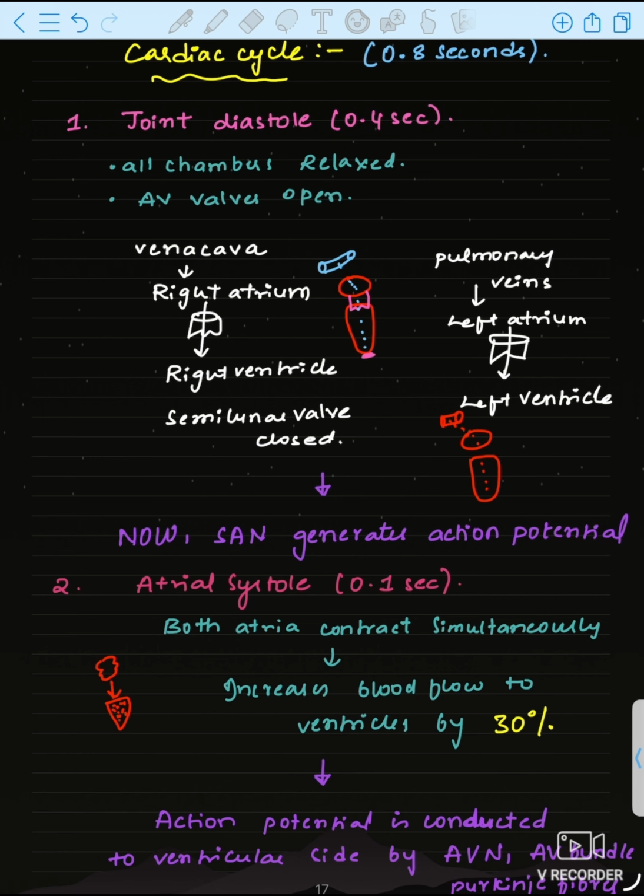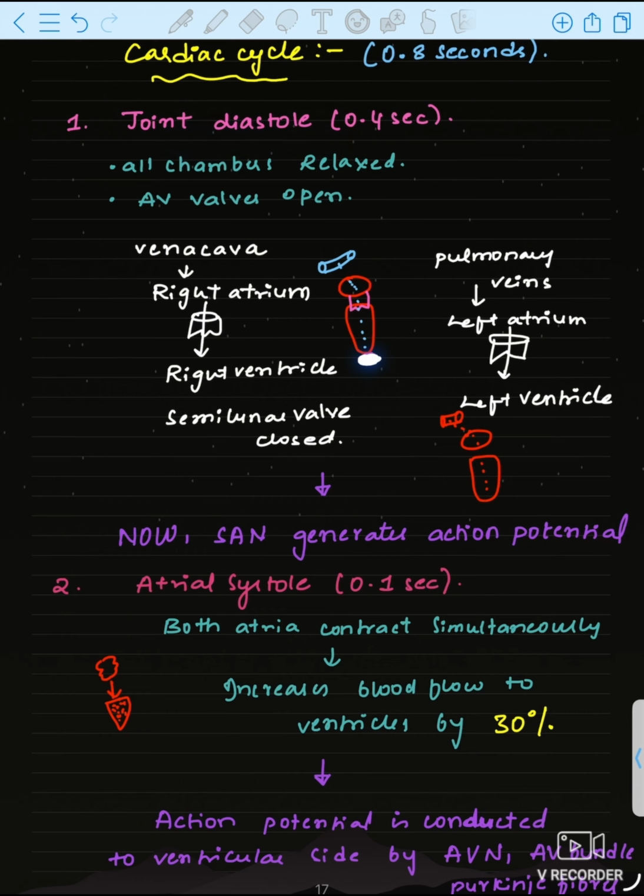The AV valves, the atrioventricular valves, will be opened. All chambers are relaxed and valves are open. This is the right side, this is the left side of the heart. From the vena cava, blood will flow into the right atrium, and as the tricuspid valve is open, the blood will flow into the ventricle. A small amount of blood, because it is a joint diastole condition.